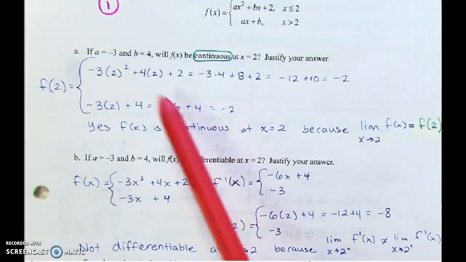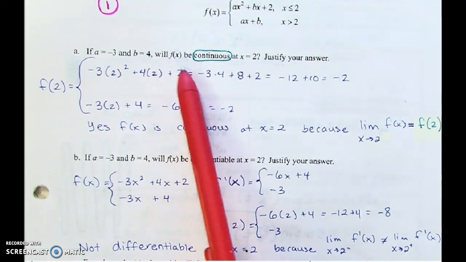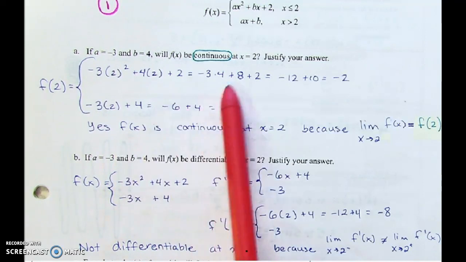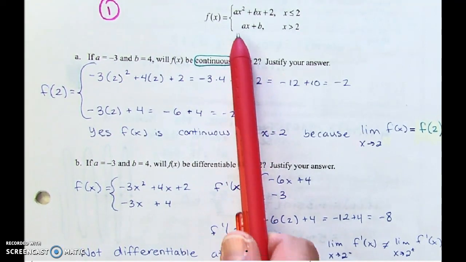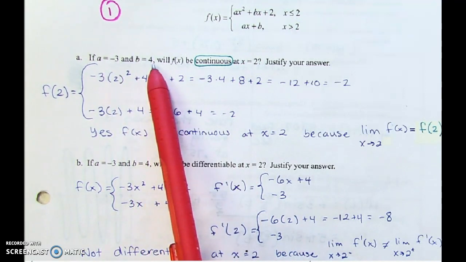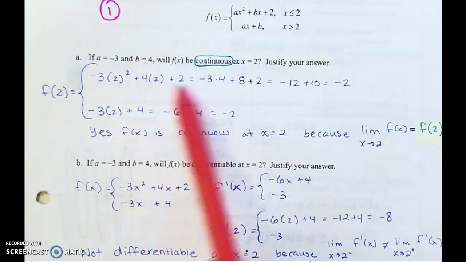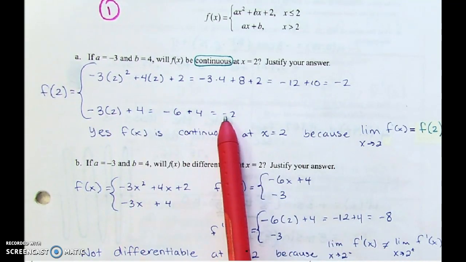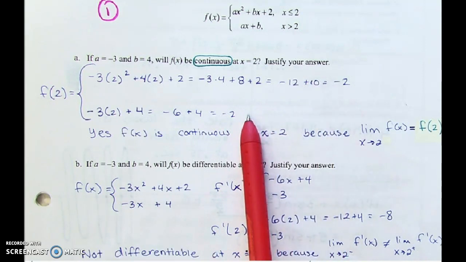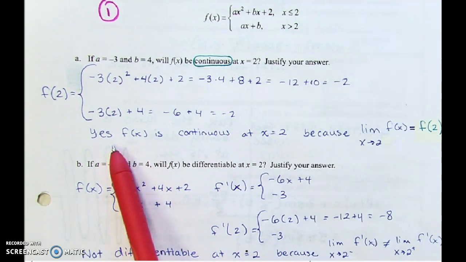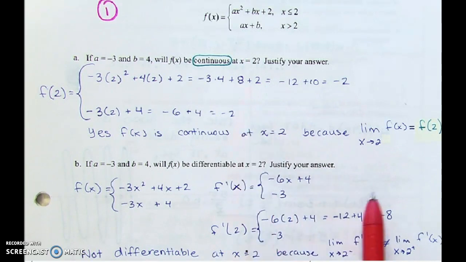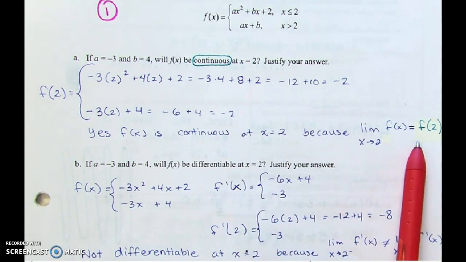So this first one, they give you A and B, and they ask, will f be continuous? Your answer is yes or no at x equals 2. So we plug in 2 for x, and you plug in -3 for A and 4 for B. What we need to figure out is, does the limit from the left equal the limit from the right? When you do the math, the limit from the left is -2, and the limit from the right is also -2. So yes, f is continuous at x equals 2. The y value was -2 because the limit is equal to the actual value.